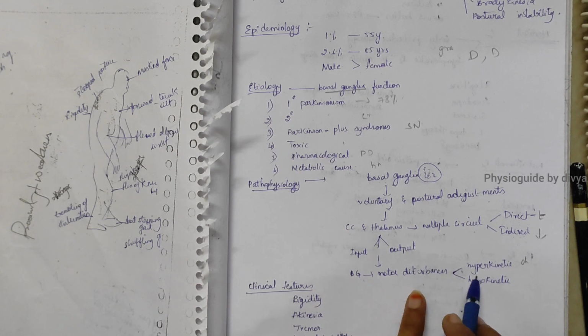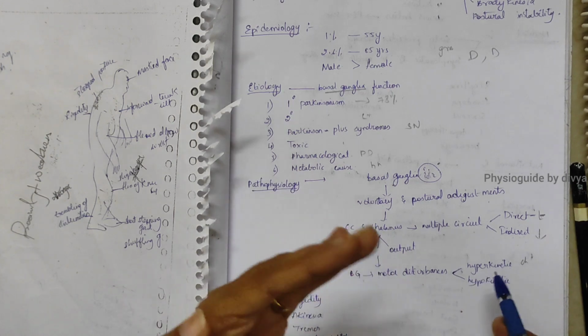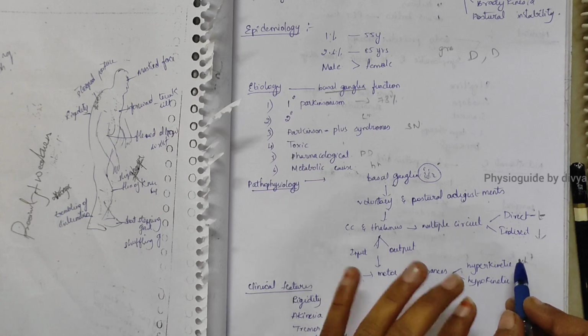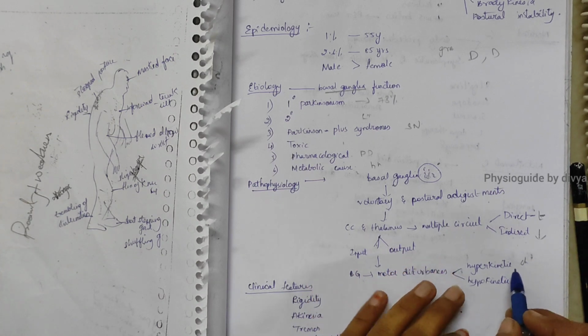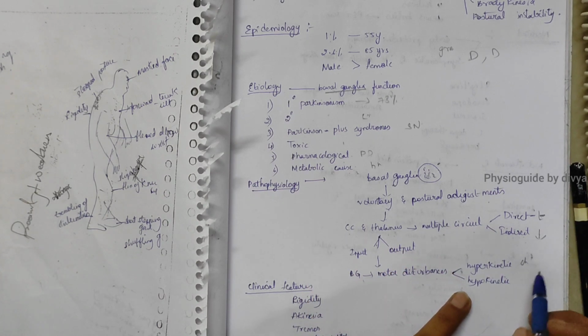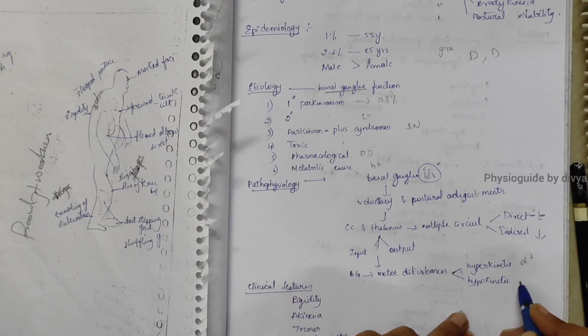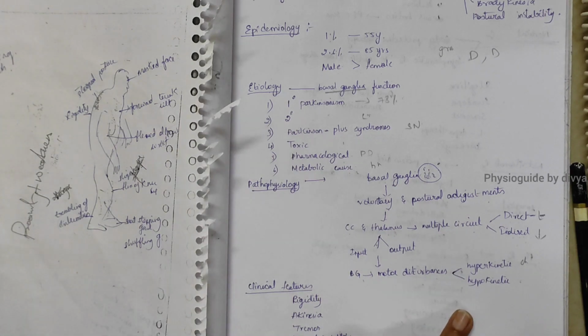These are divided into hyperkinetic and hypokinetic. Overmovements are done by the patients, like chorea, dystonia, dyskinesia; these are examples of hyperkinetic movements. And hypokinetic means akinesia and bradykinesia, meaning a slow rate of movements.